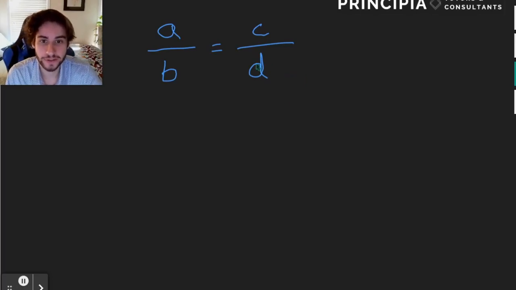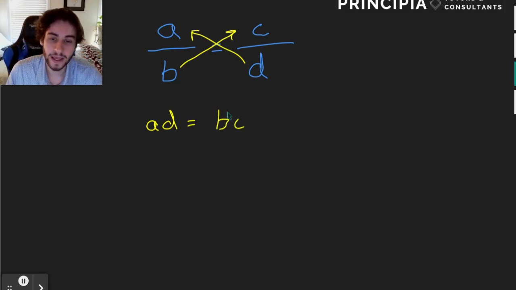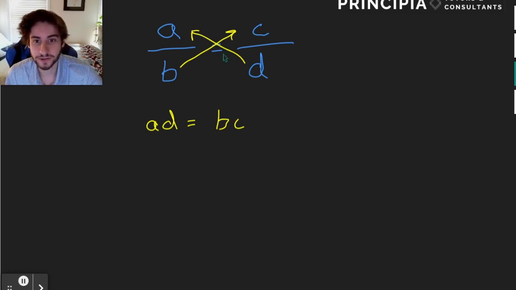Okay, so quick review of cross multiplication. We're taught that when we're cross multiplying, we take this b value and multiply it over and up, and we take the d and multiply it over and up over there, and that's going to get us a d is equal to b c.